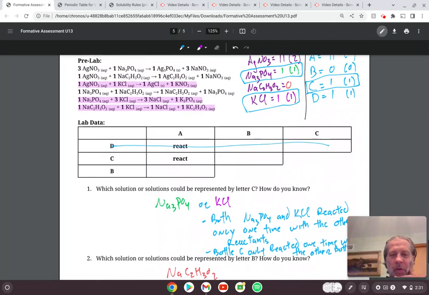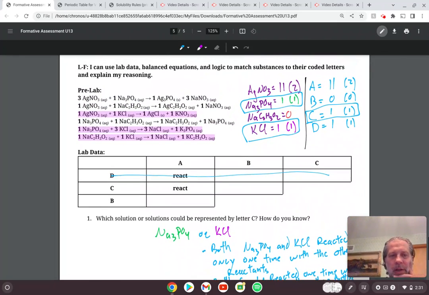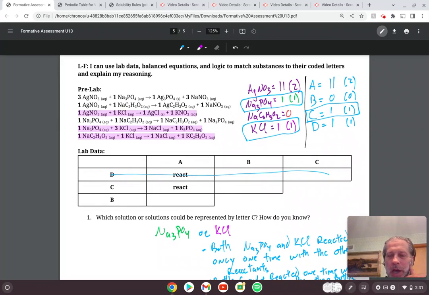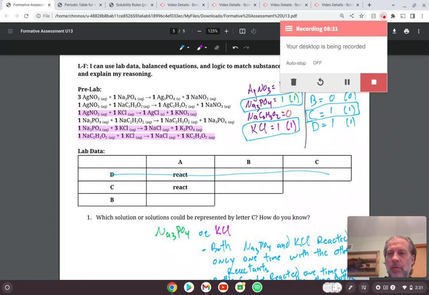I know in your lab it was a little bit more involved, but in the practice quiz, this is kind of what you're going to be looking at. So if you have any questions about this, please make sure you reach out to me and let me know. Otherwise, good luck studying for your real quiz tomorrow.